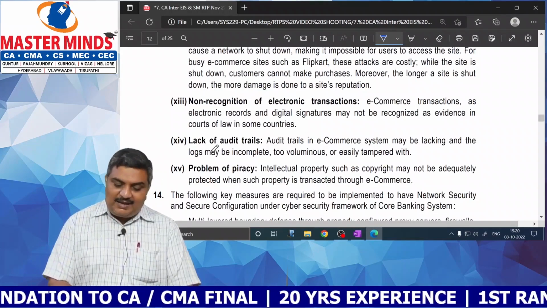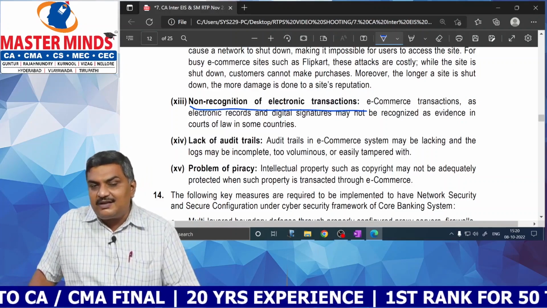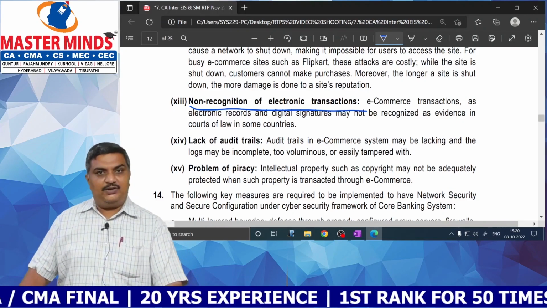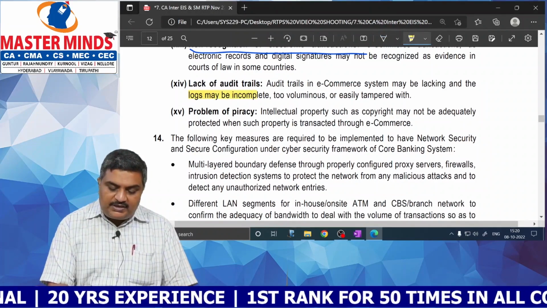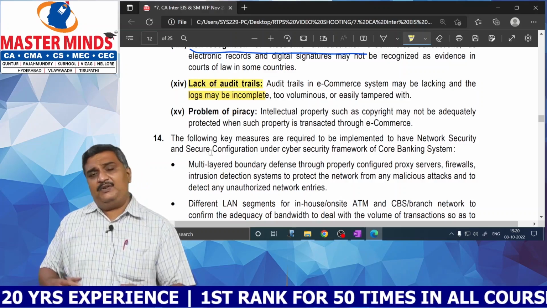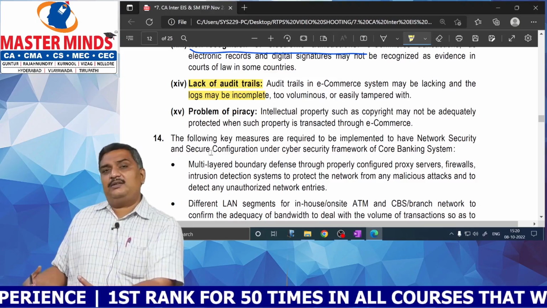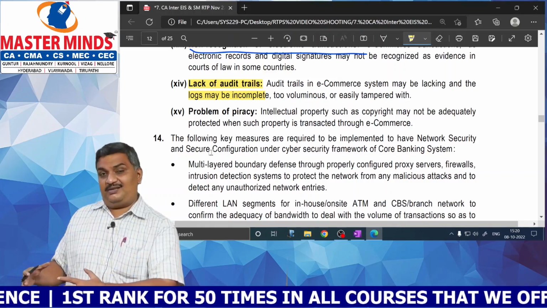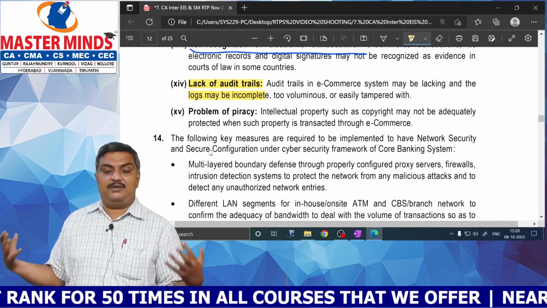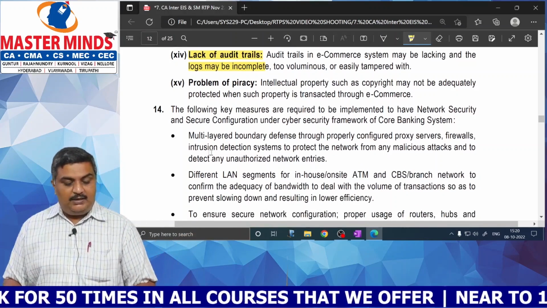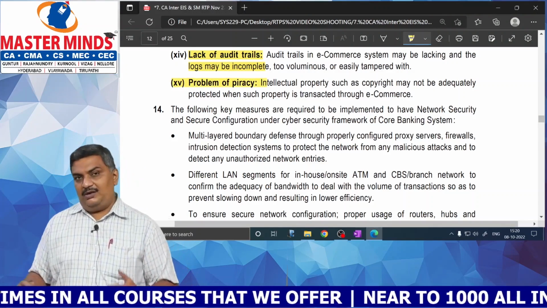And in some countries there may be non-recognition of electronic transactions, but as far as India is concerned, we have recognition of electronic transactions. And if the business wants to make an audit trail, that is, if they want to check the logs and records, then in some systems, in some setups, that may not be possible. And some pirated goods may sometimes be sold online. So these are all the issues and risks.